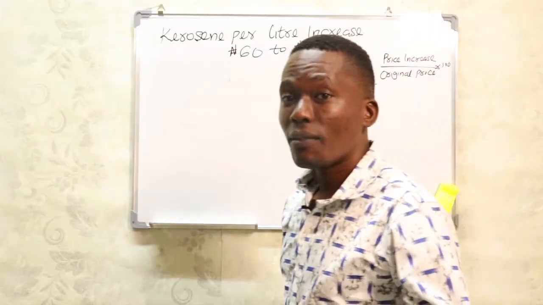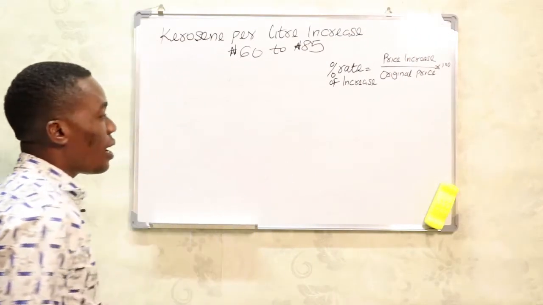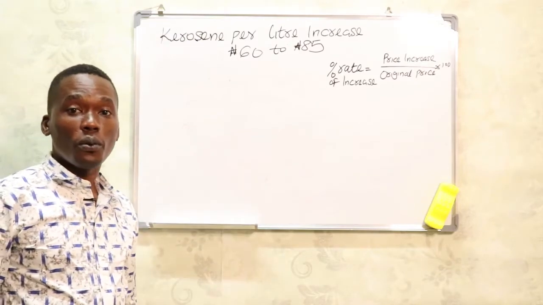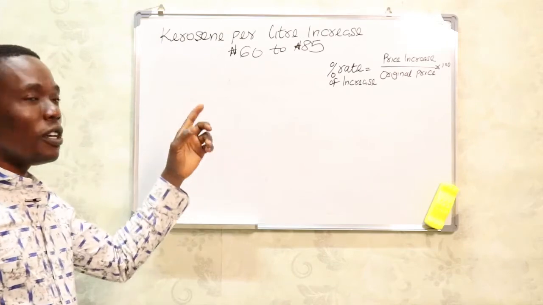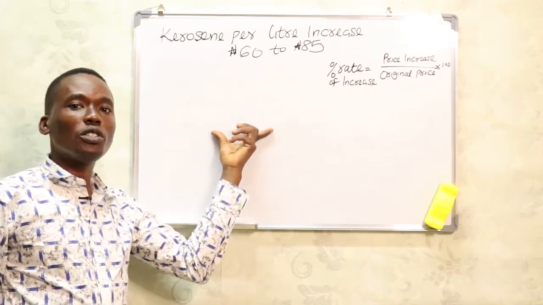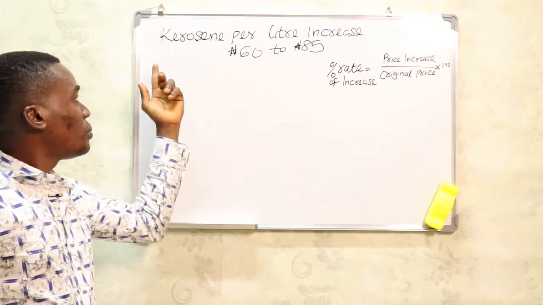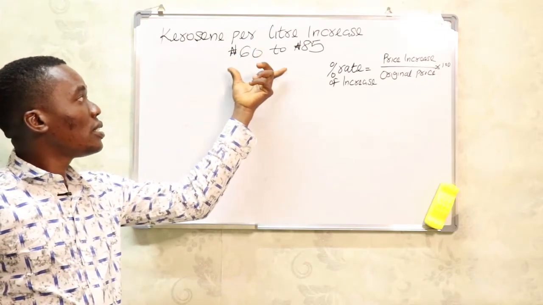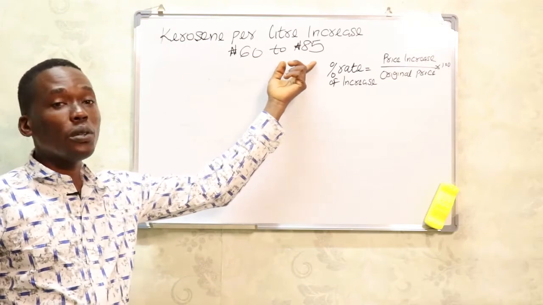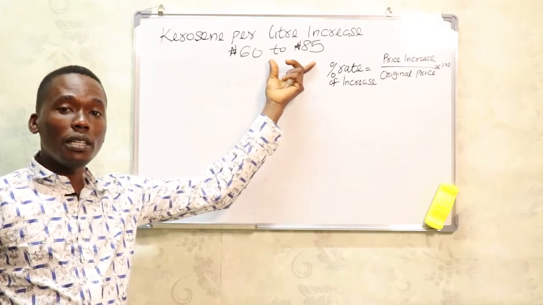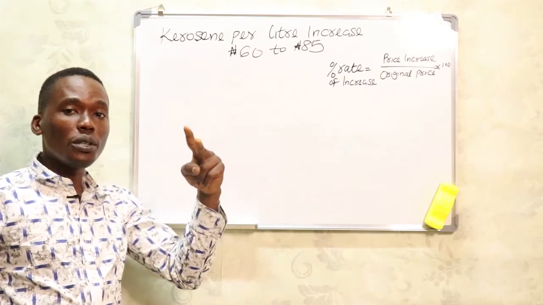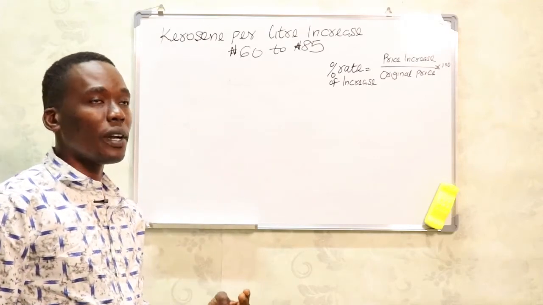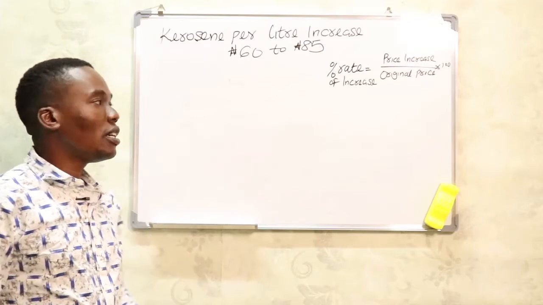Now let's consider the final sample for this topic, sample question 4. We're going to look at rates. If you look at the question that was displayed on the screen, you'll see that this kerosene increased from 60 naira to 85 naira per liter. Two things we are going to consider: what is the initial price, the original price, and what is the price increase?